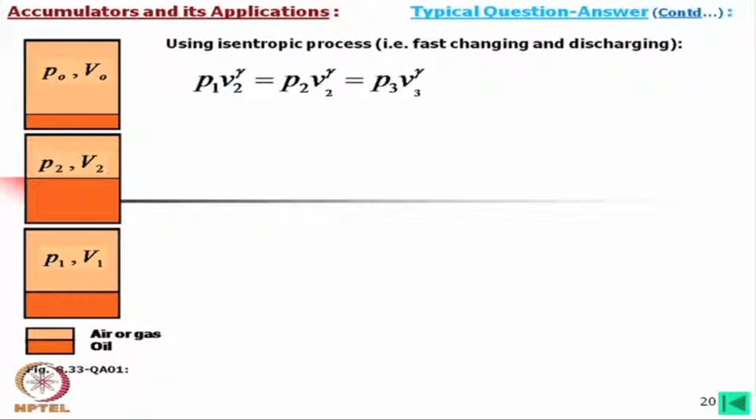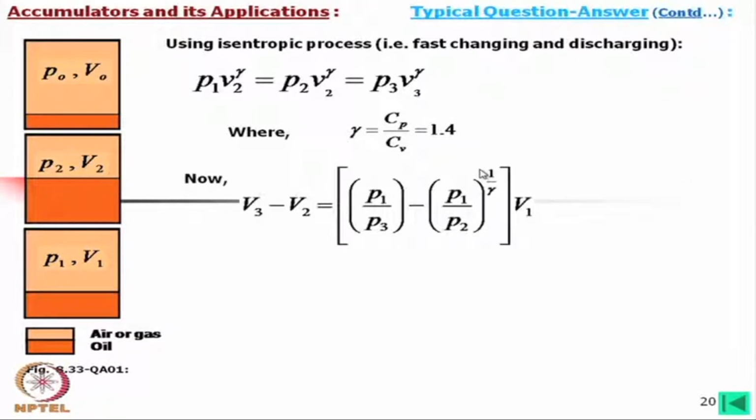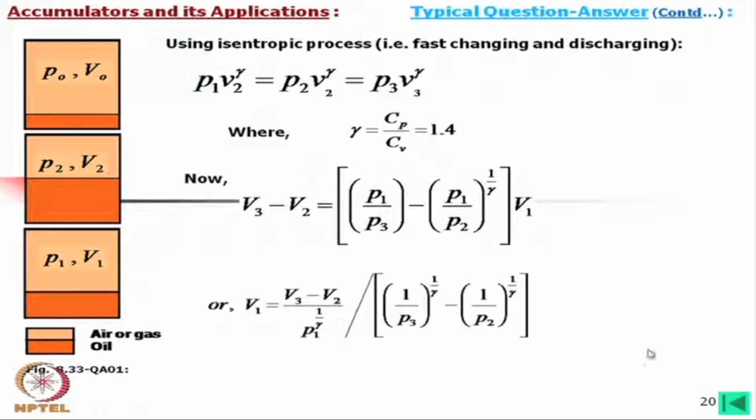Now, in this case, instead of using n as the power, for the isentropic process, we have not mentioned the adiabatic process, we consider gamma. With this we can say that gamma is equal to Cp by Cv, which is equal to 1.4. That is what we take for the adiabatic change, and then these equations come in this form, and finally V1 is calculated in this form.